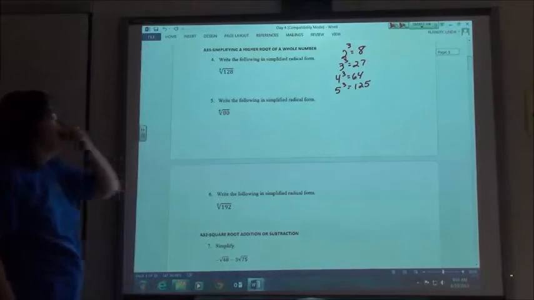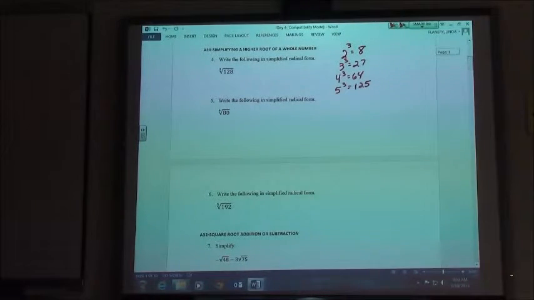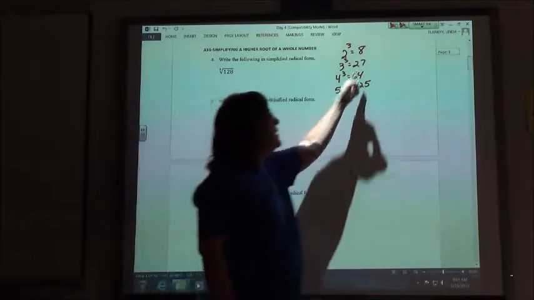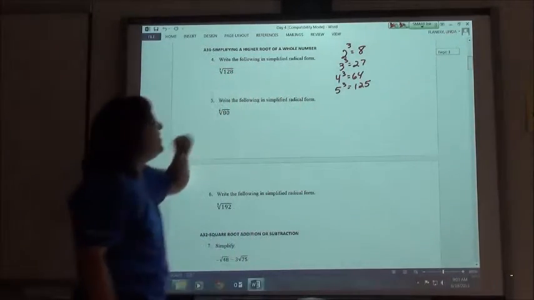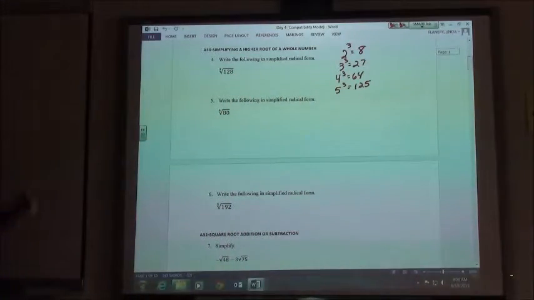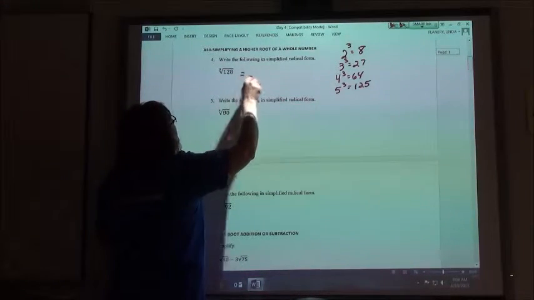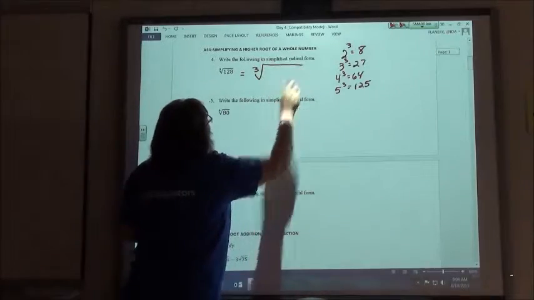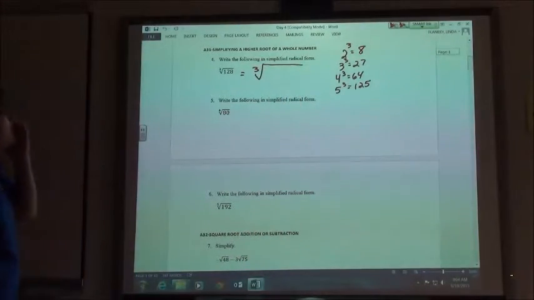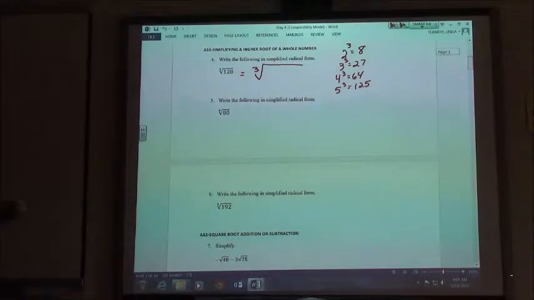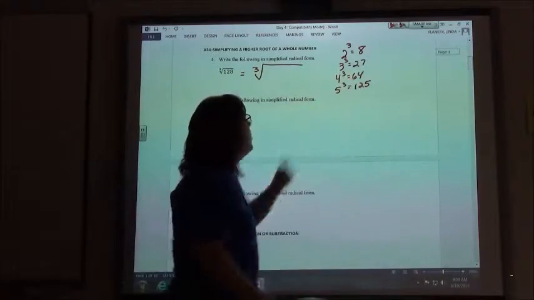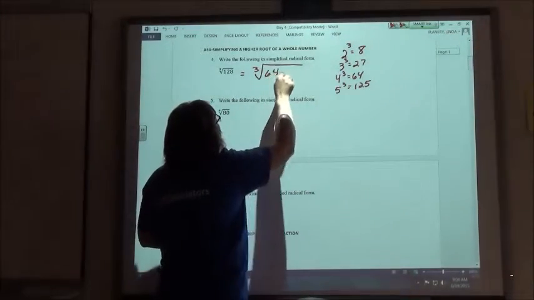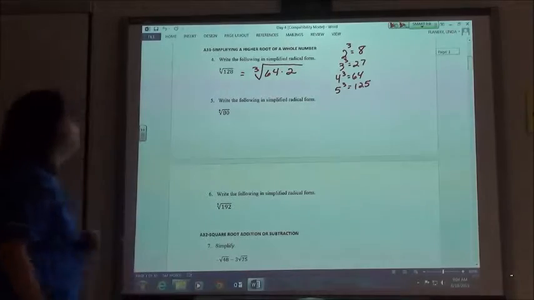So when I want to simplify a cube root that's not a perfect cube, again, I want to factor it into the biggest perfect cube that divides evenly into my number so that I can take out my cube root. So I want to factor that. I want the biggest perfect cube that divides evenly into 128. Well, 64 goes into 128 2 times.